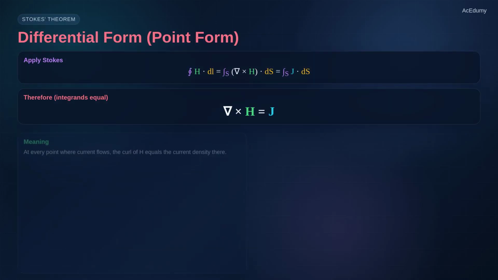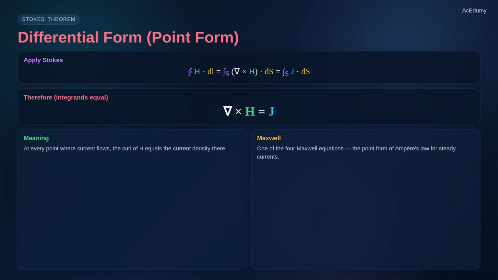Ampere's law also has a differential form. Apply Stokes' theorem to the left side. The loop integral of H dot dl becomes the surface integral of curl H dotted with ds. On the right side, the enclosed current is the surface integral of the current density J dotted with ds. Since this holds for every surface, the integrands must match. That gives us curl H equals J. This is one of the 4 Maxwell equations, the point form of Ampere's law for steady currents. It tells us that wherever current flows, the magnetic field has a curl.